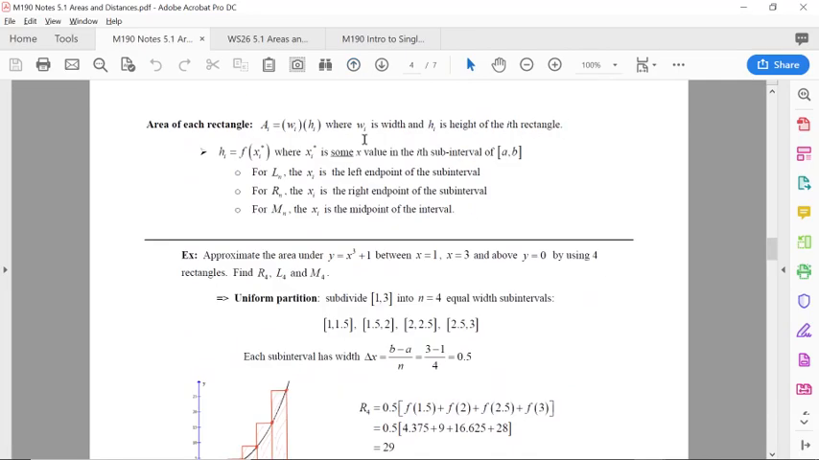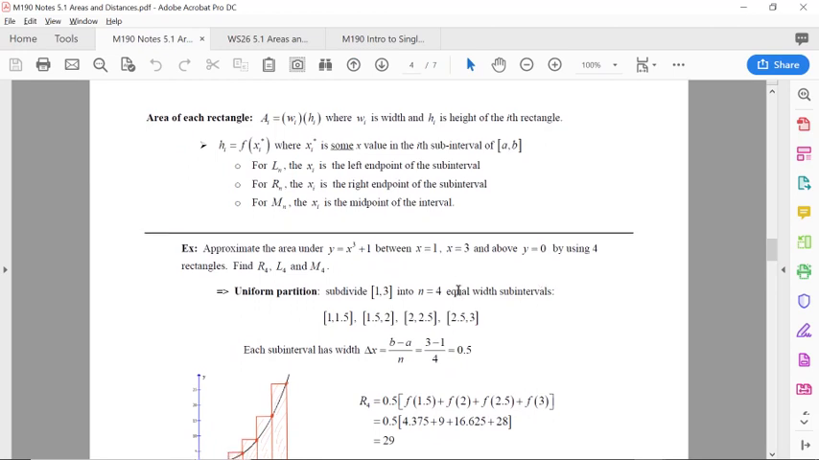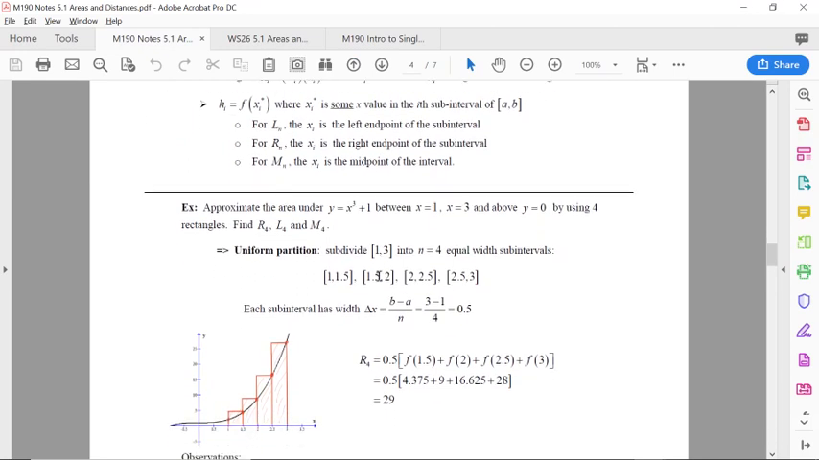All right, let's take a look at a real example here. Let's take a nice continuous function. Approximate the area under the curve y equals x cubed plus 1 between x equals 1 and x equals 3, that would be giving us an a and a b. We now have an interval on the x-axis to work with, from 1 to 3, above y equals 0, so that means above the x-axis. That's typical for this course. By using 4 rectangles.